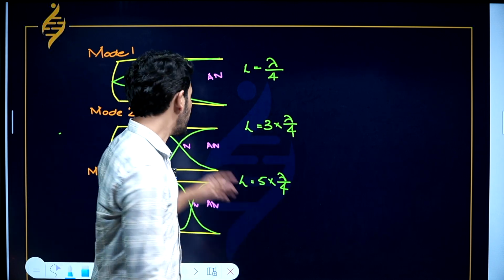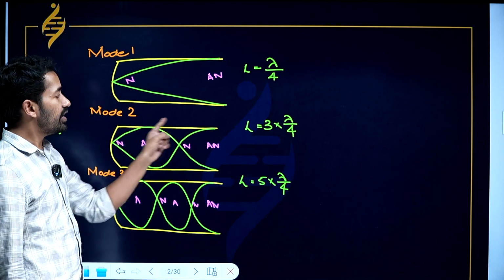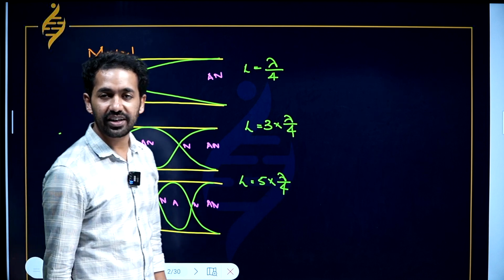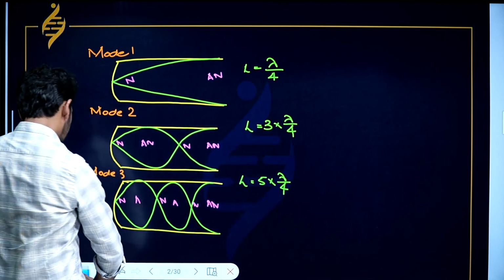So for the third one it is first mode lambda by 4. Second one it is 3 into lambda by 4. Third one. So I need a general equation, right? What will be my general equation?